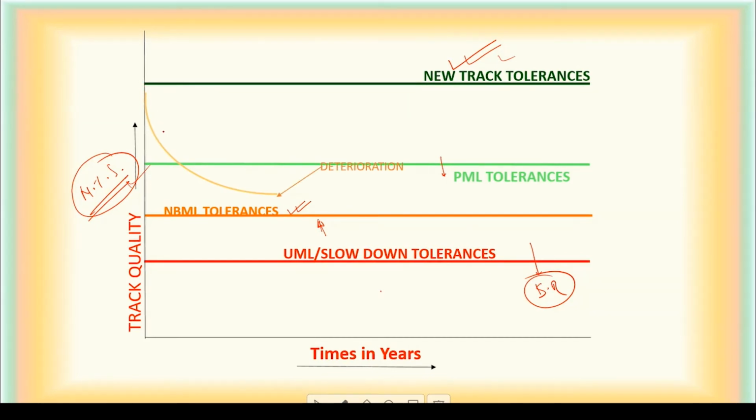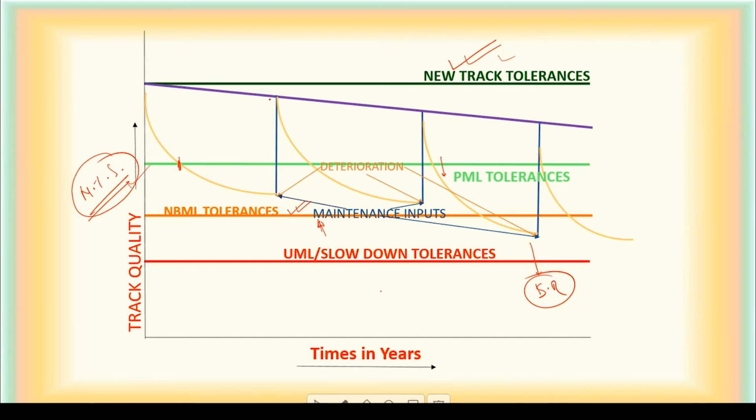Track will start deteriorating, then at some point of time it will come below PML. We will take sufficient time and then we will try to give maintenance input before the track reaches NPML tolerances, and by giving the input again our track standard will improve, track quality will improve. Not up to new track limit certainly, because with time the wear and tear will come in the fittings, track materials, ballast, sleeper, everything. So we cannot achieve original, but we will try to reach as near as possible.